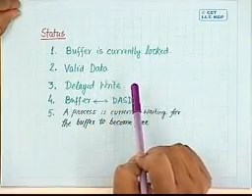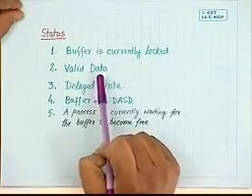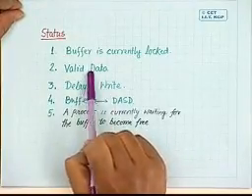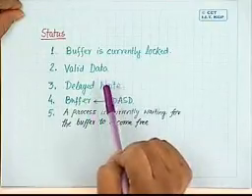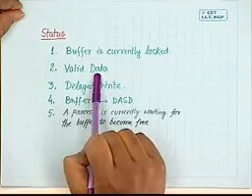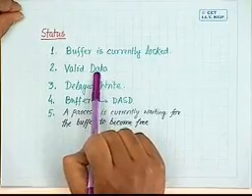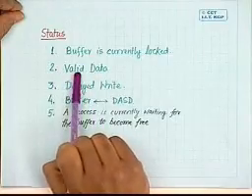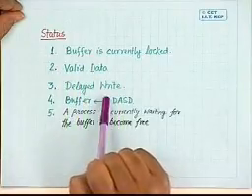Then the other information that can be contained in the status field is whether the data is valid or invalid. While processing, some process may find that the data contained in that buffer is invalid. So whether the data is valid or invalid, that is also contained in the status field.